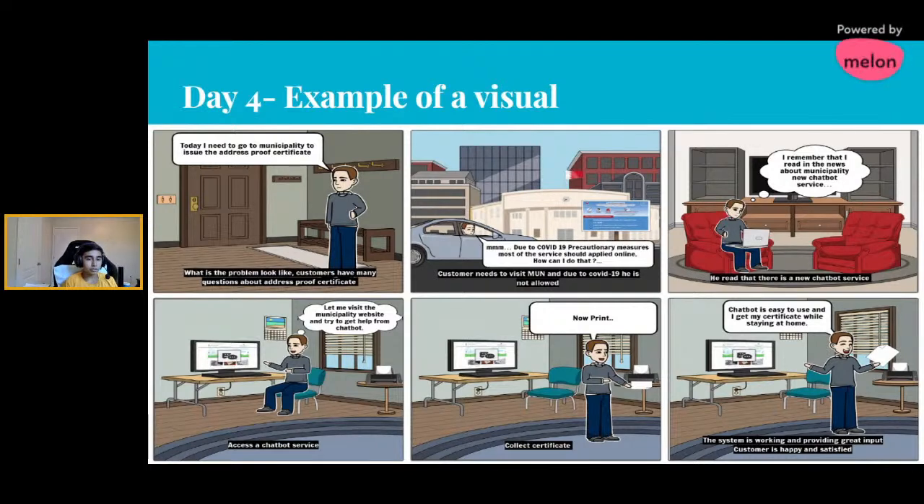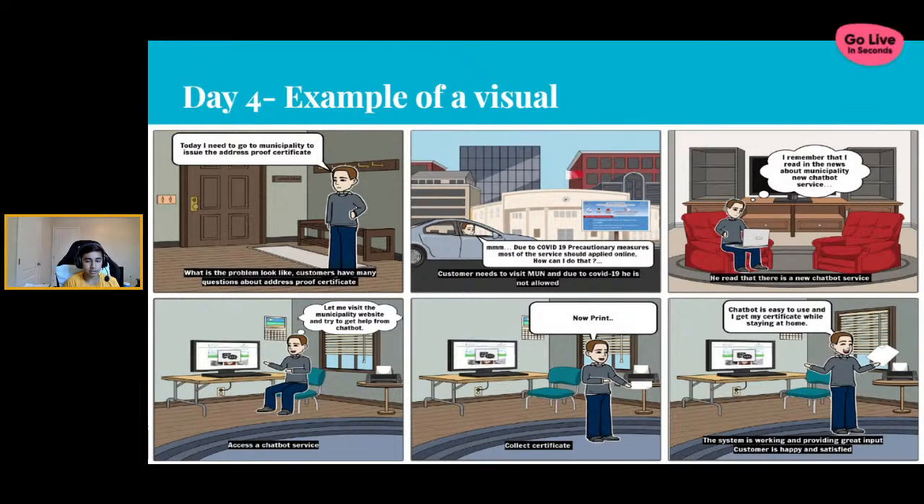Now the customer goes to visit the municipality, but because of the virus, he isn't allowed. He says, due to COVID-19 precautionary measures, most of the service should be applied online. Now he's wondering how he can do that. He did read that there is a new chatbot service in the news. That's important, obviously, marketing your product. So he says, "I remember that I read in the news about the municipality's new chatbot service." Now he's going on to the website to access the chatbot service. That's the next slide. He goes to the website and tries to get help from the chatbot.